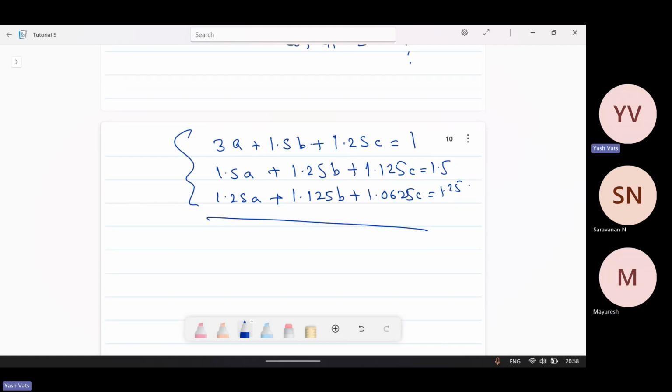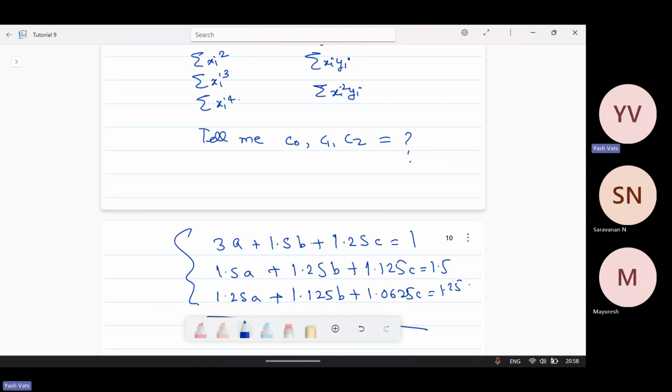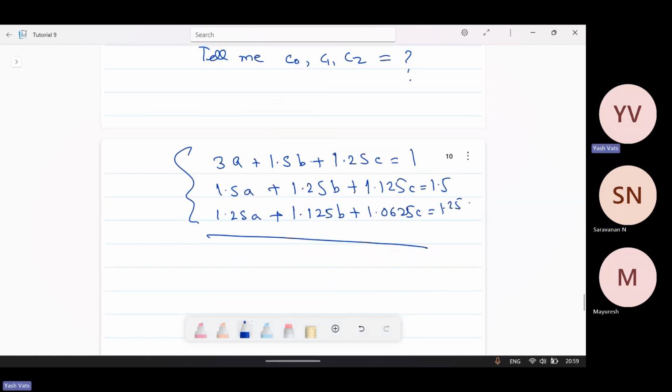You can solve these equations and find out the values of A, B, C. The concept should be clear to you; everything else is calculation. Once we get this, you have A, B, C, and you finally get your desired polynomial P2(x).